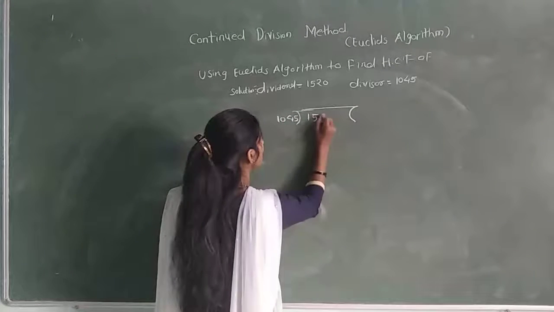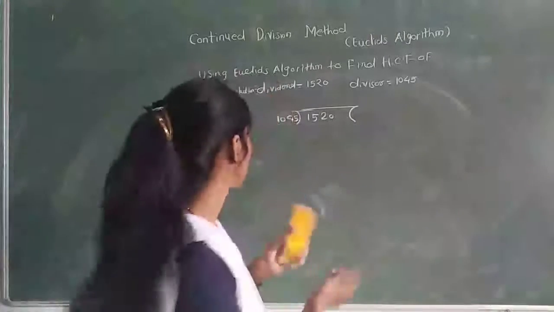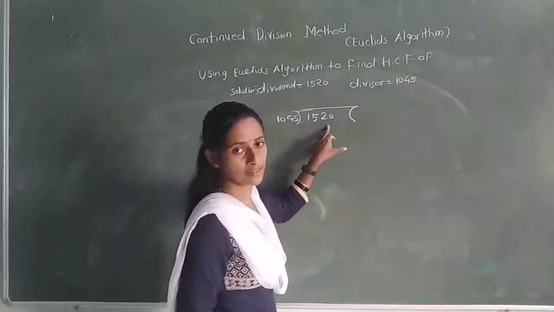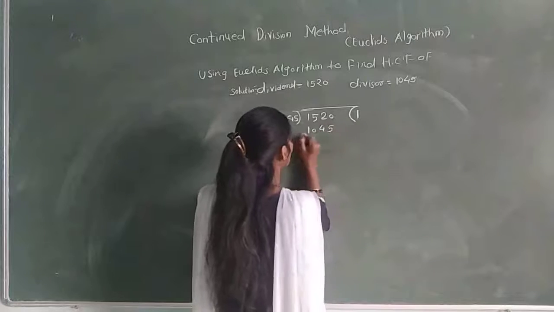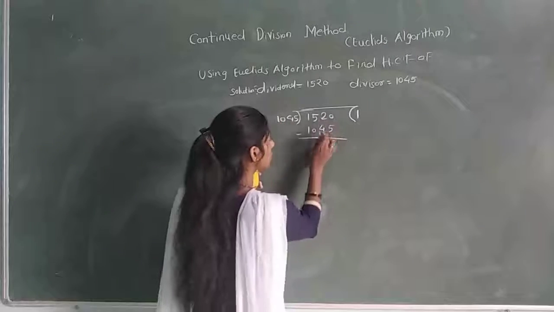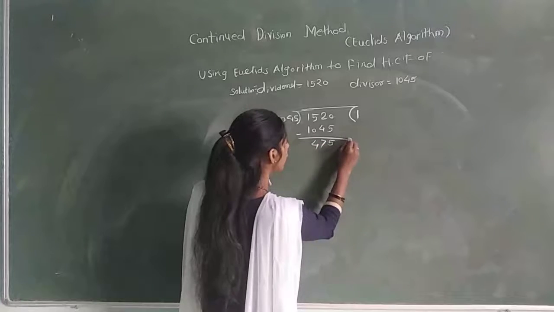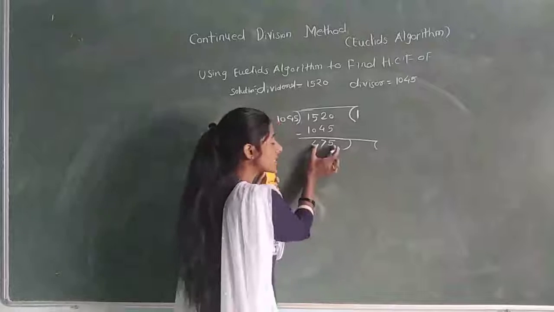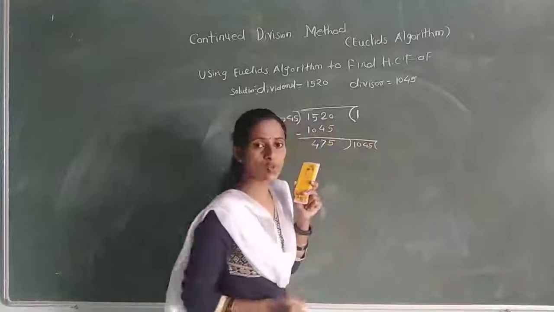Okay, so let us check 1045 into 2. Obviously that is greater than this number. Okay, so 1045 ones are 1045. Okay, so subtract this. 10 minus 5, 5. So take this remainder as the divisor, and the dividend is the previous divisor, that is 1045.